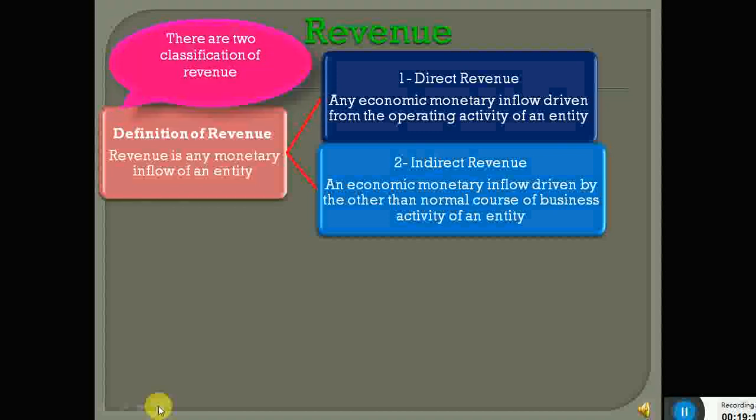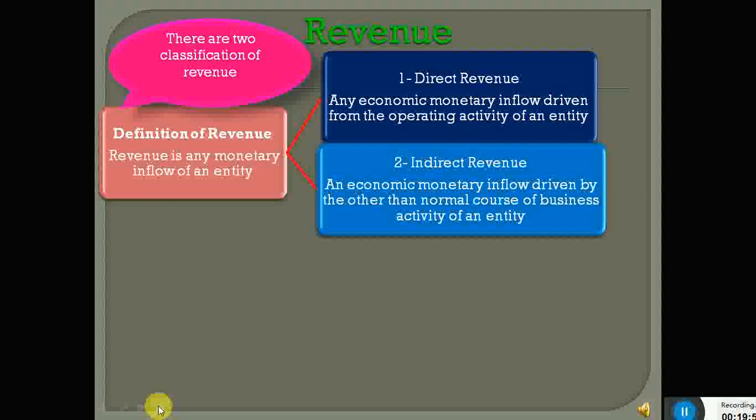Now, there are two classifications of revenue. Number one, that is direct revenue. Direct revenues are any economic monetary inflow derived from the operating activity of an entity. It means, if an entity is doing the business of manufacturing accessories, its principal operating activity is to manufacture the accessories.